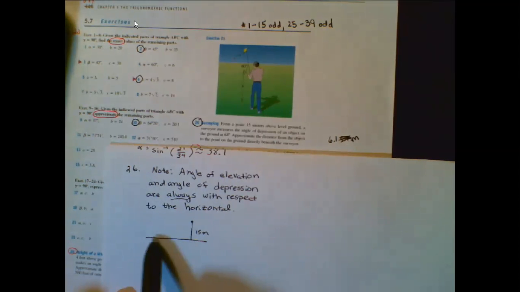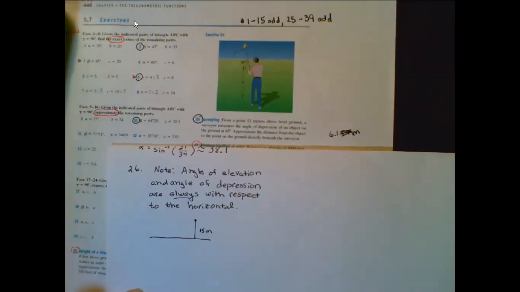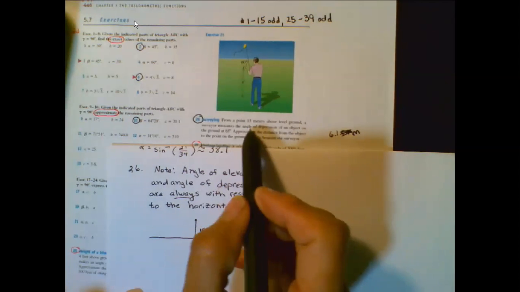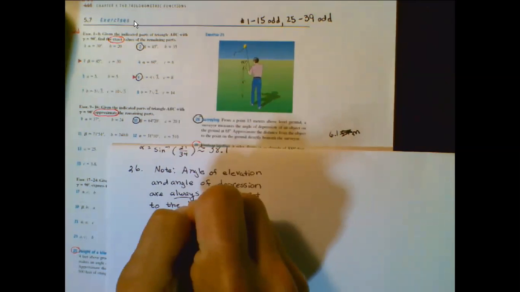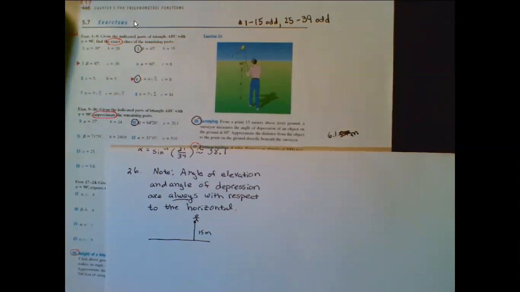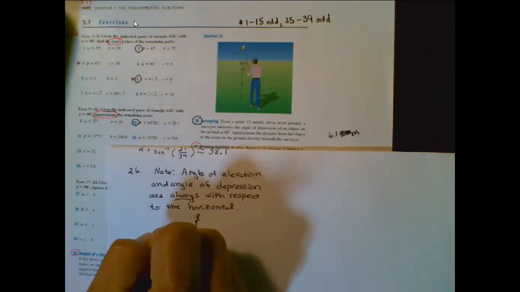Is the surveyor on the ground or on top of this hill or something? Where's the surveyor? He's up on some kind of hill. It says from this point, 15 meters above level ground, the surveyor, that's my very best surveyor, measures the angle of depression. I'm not sure what to do with that yet, but I can draw my very best object on the ground.